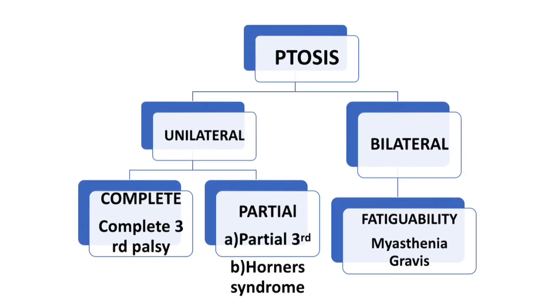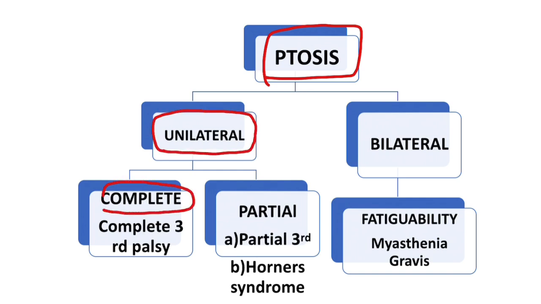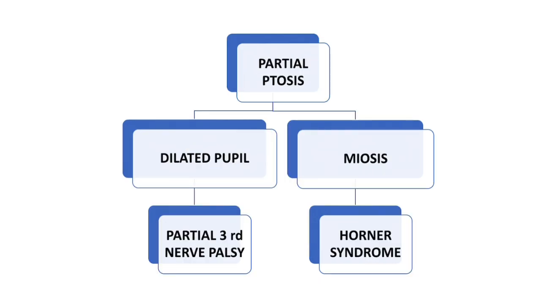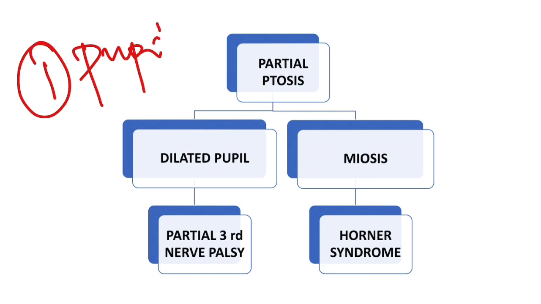So yes, we have found a patient with ptosis, the patient having unilateral ptosis, and on further examination, if we find complete unilateral ptosis, it is third nerve palsy. If it is partial unilateral ptosis, there are two differential diagnoses. One is partial third nerve palsy and second is Horner syndrome. So how do we differentiate between partial third nerve palsy and Horner syndrome? For that, we have to examine the pupil.